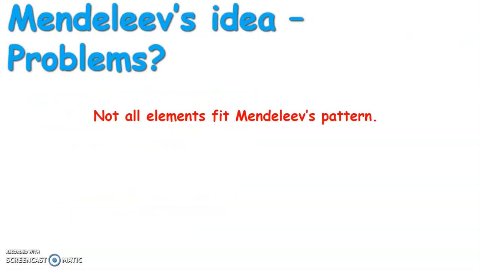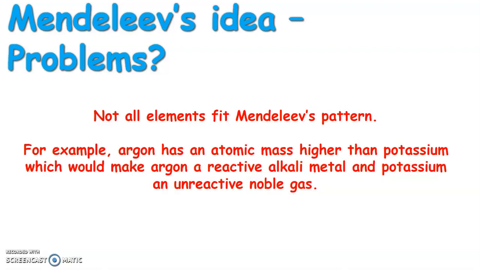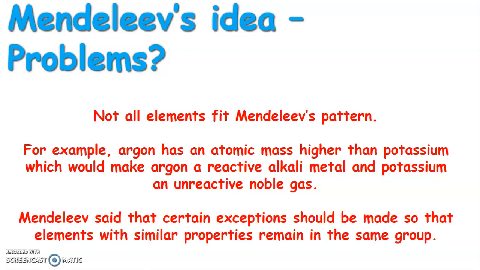Some of the problems: not all the elements fitted his pattern, as we found with Newlands. For example, argon, based on just atomic mass, should be a reactive alkali metal, and potassium should be a noble gas. But we know from our periodic table and from the information we now have, that's the other way around. So where there were problems like that, he swapped them to make them fit his pattern. Now, he didn't know why they then fitted his pattern, but he did swap them to do that, because he said there should be exceptions.